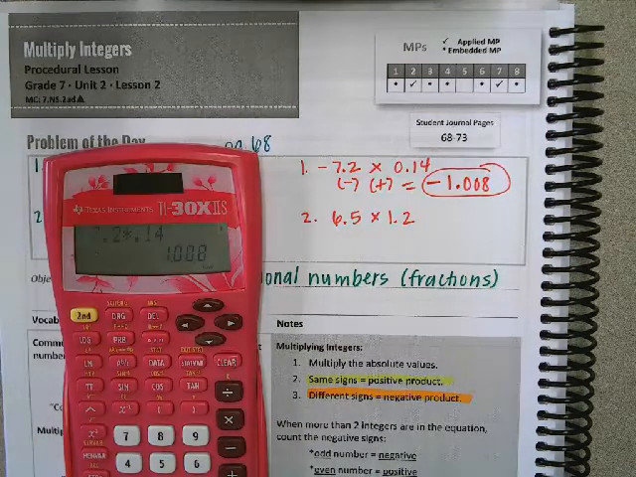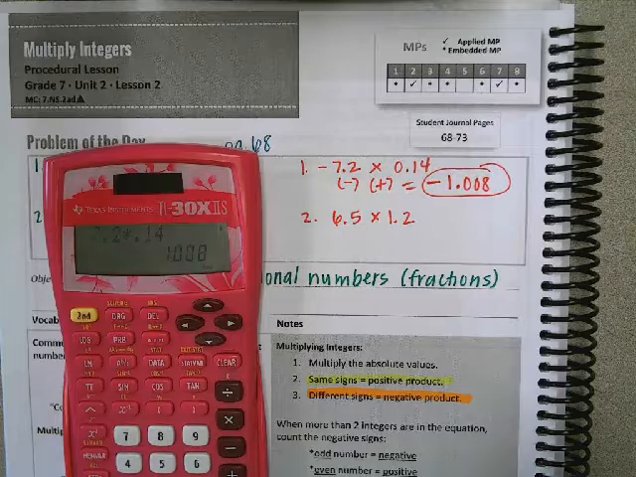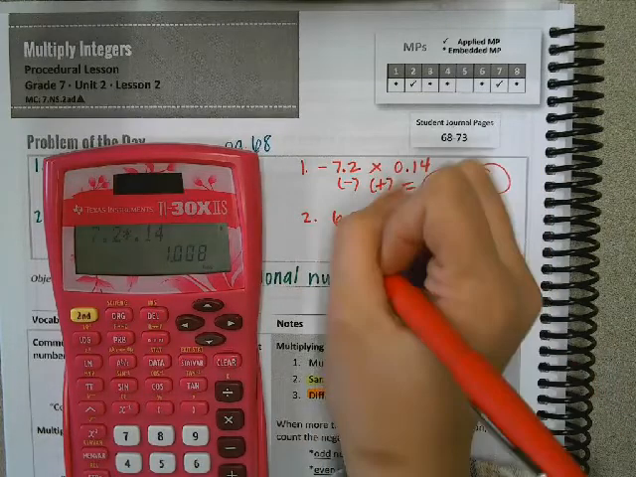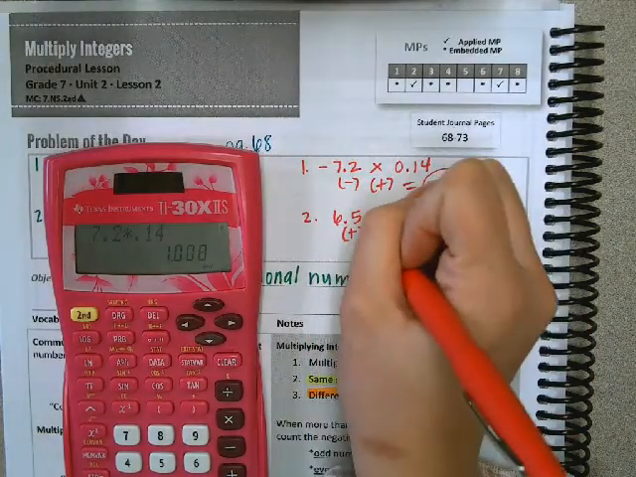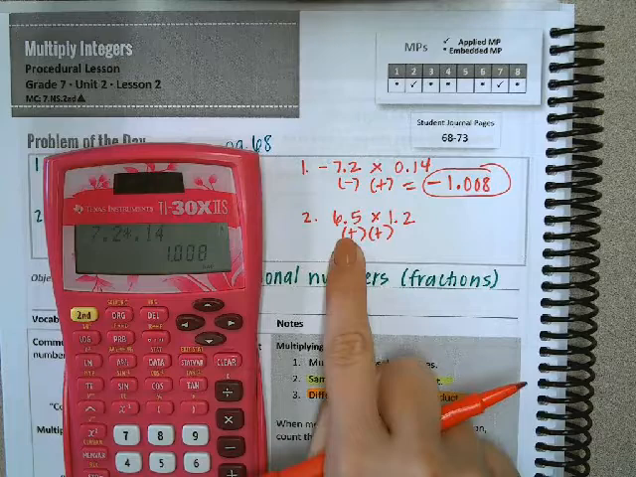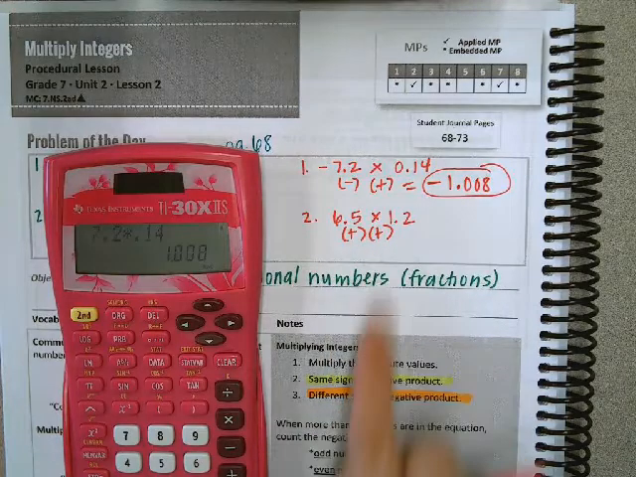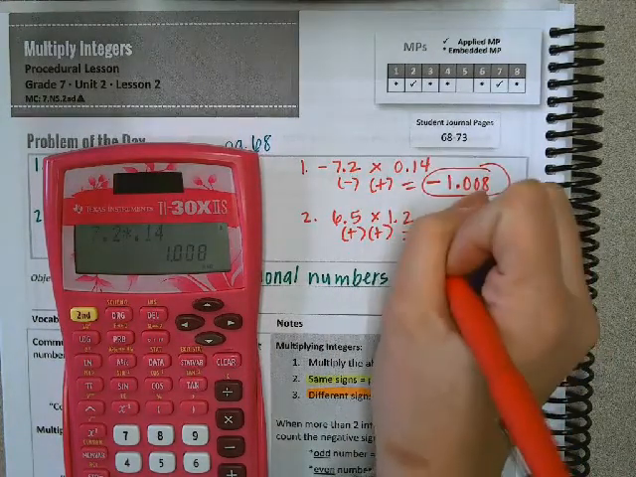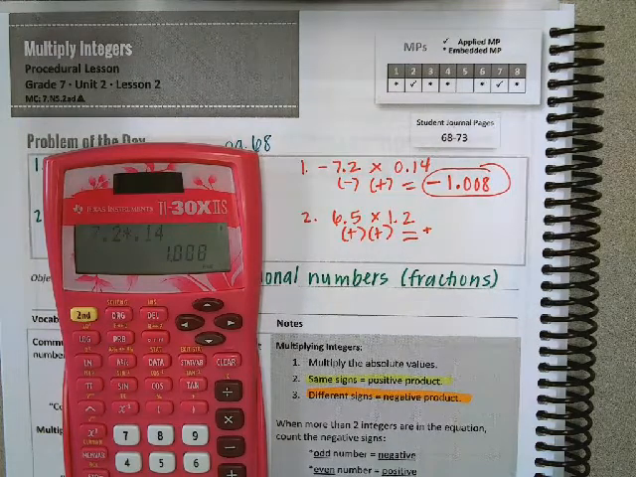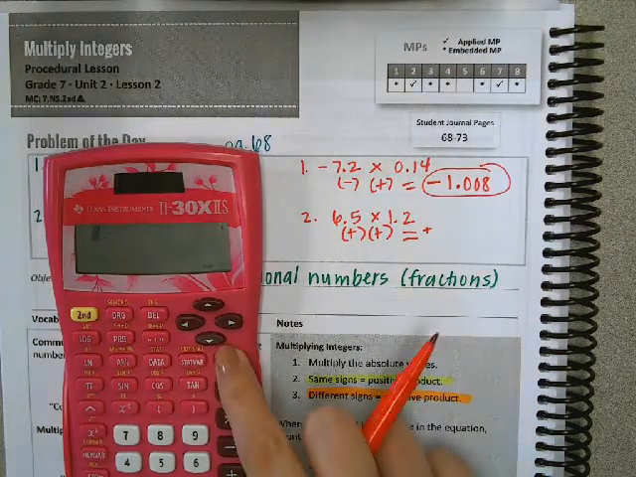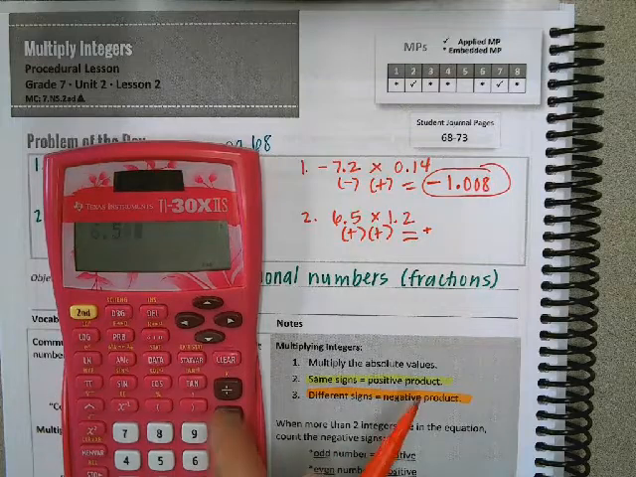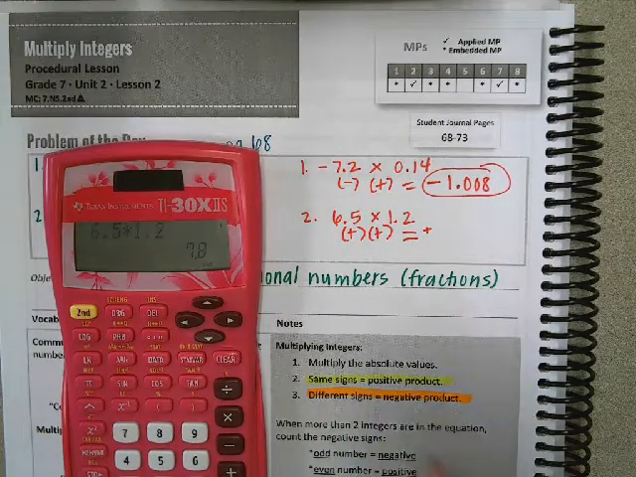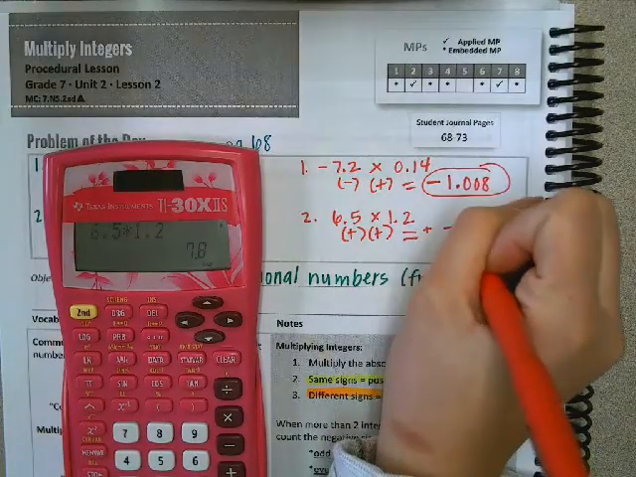Number 2, I have 6.5 times 1.2. So I'm looking at my signs. I have a positive times a positive. Okay, they have the same sign. Both of them are positive. So my answer is going to be positive. I can put the little positive sign, but it doesn't matter if you have the positive sign or not. So I'm just going to stick into the calculator 6.5 times 1.2. And I get my answer of positive 7.8.